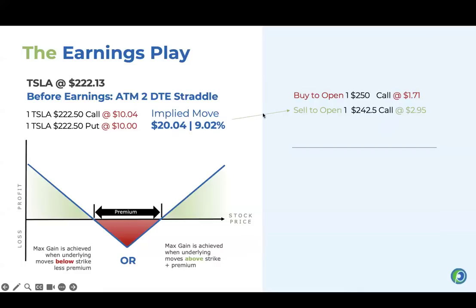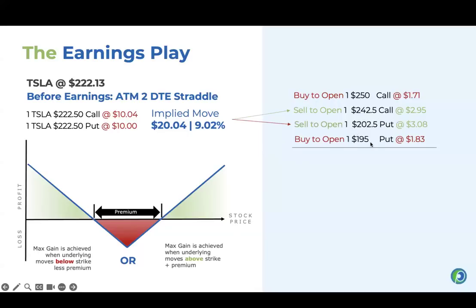So $20 up would be our 242 call. That's as high as we want it to be. We don't want it to go any higher. And then $20 down would be 202.5. I think there's a split or something because those were available. Normally you don't find options with 50 cent or cent increments. This is the range that we've defined.